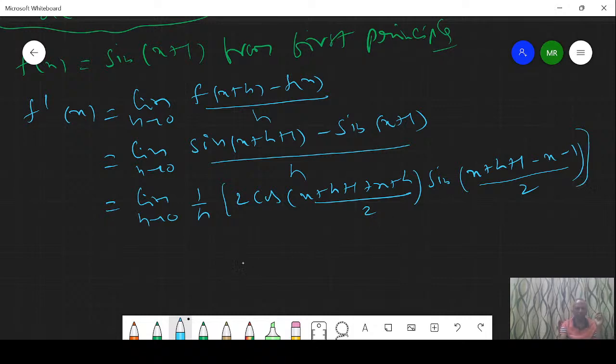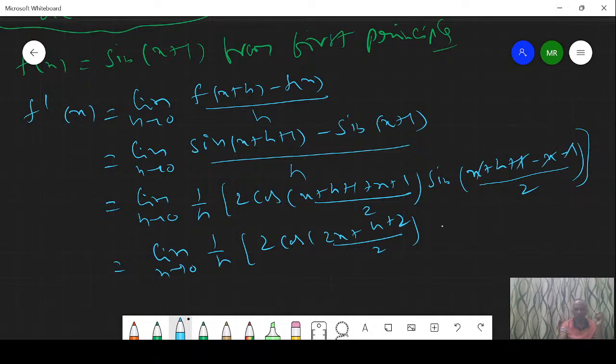I can close the bracket, right? This will come limit h tends to 0, 1 by h, into 2 cos of (x plus h plus 1 plus x plus 1) by 2... You will get 2x plus h plus 2, be careful, h plus 2. And here, x minus x cancel, plus 1 minus 1, sin h by 2 it comes. Like this it comes, right?